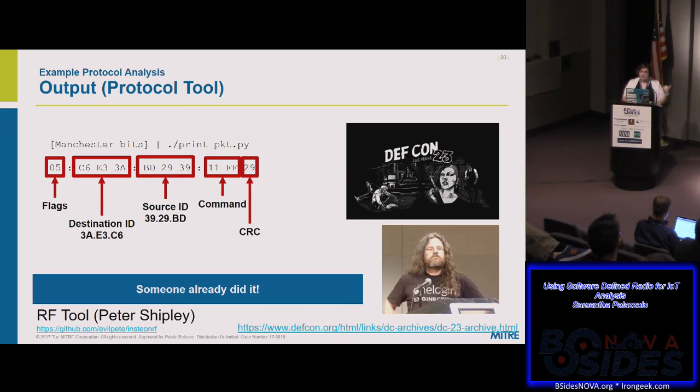But once I had Mike Ossmann's work, I was able to say, wait a second, those Manchester encoded bits look like the input into part of his tool. So I was able to go back and not use his whole tool, but use part of it to extract the packet information I was looking for.